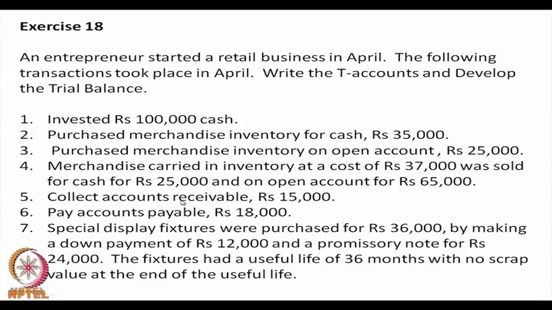Later he collected accounts receivables because it was on credit. From out of 65,000 he could collect 15,000. And then accounts payable he paid up to 18,000. Remember that he had purchased merchandise inventory on credit for 25,000. So, he paid back out of that 25,000, 18,000.